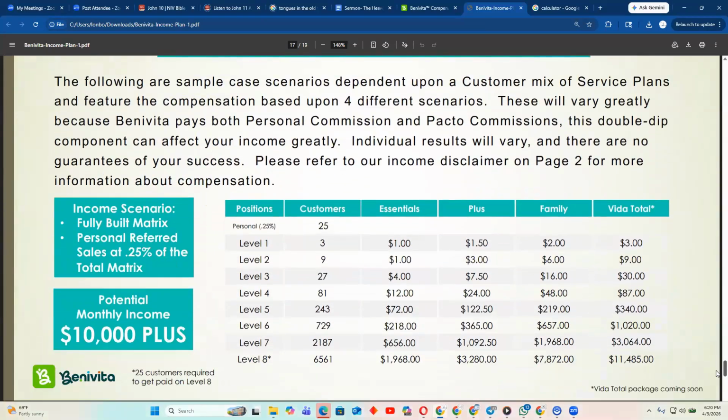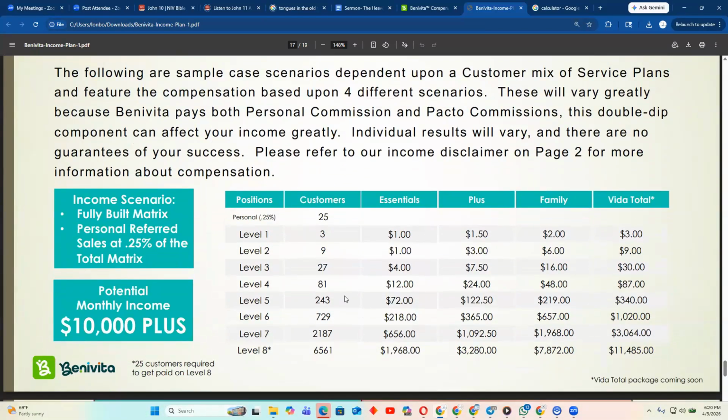Now, when you get to the 5th, 6th, and 7th level, for the 5th level, you're going to need 4 more customers, which means you have 13 customers. The 6th level, you're going to need 4 more customers. That means you have 20. So while you're building your team up, you're getting paid on all the levels that your team's building together. And once you get up to level 8, you need a total of 25 to unlock everything in the business.